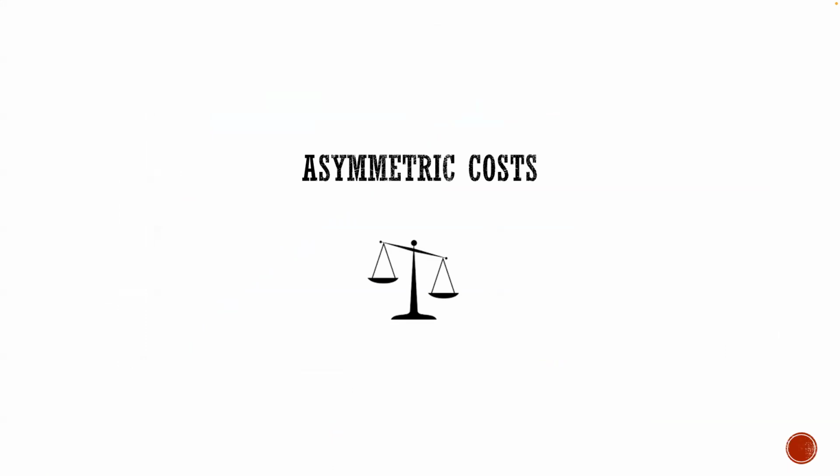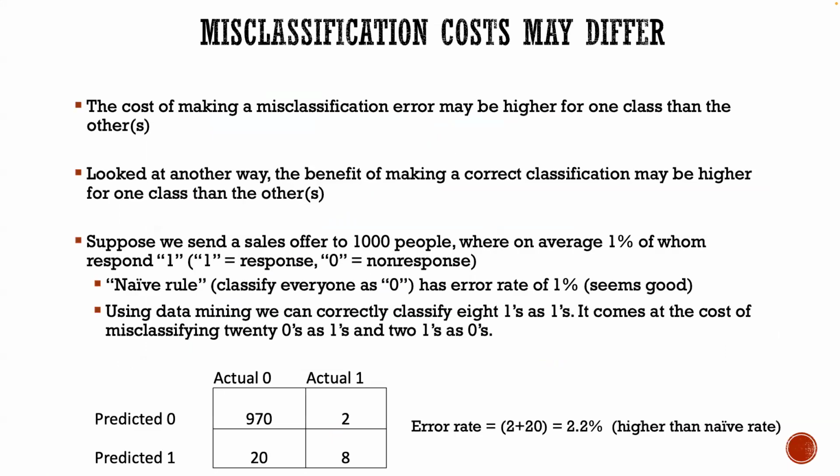Now, I mentioned some time back that sometimes you have asymmetric costs, which means that for one class, if we misclassify, we actually end up having higher costs than the other class. So one class is more important than the other class. That happens oftentimes in certain circumstances.